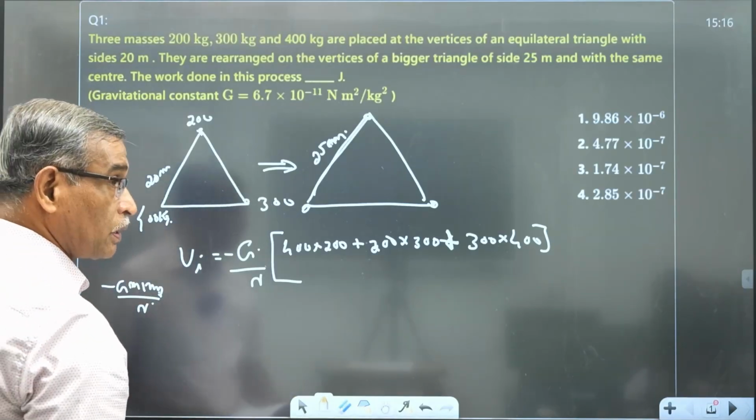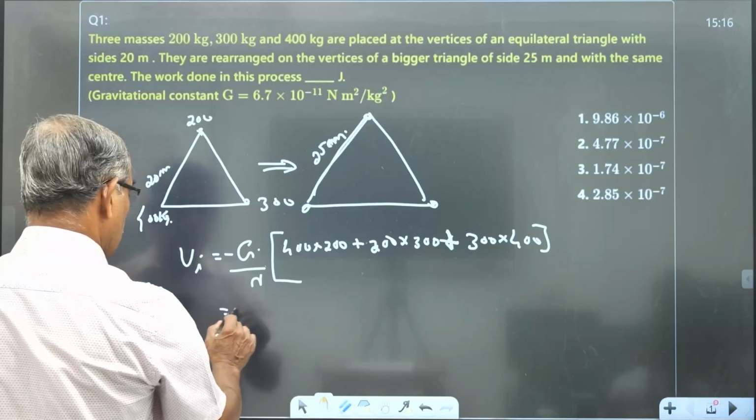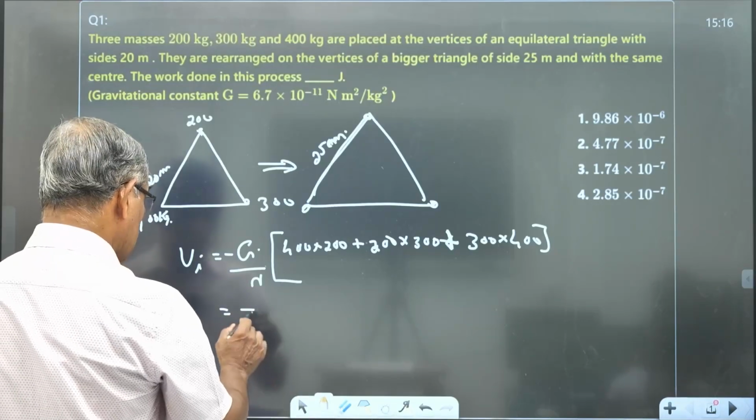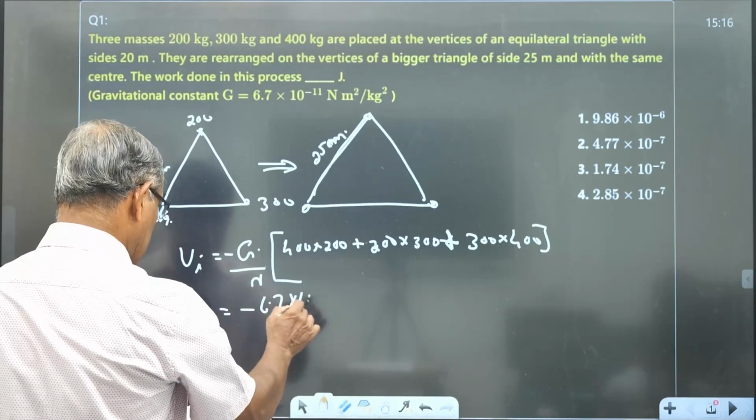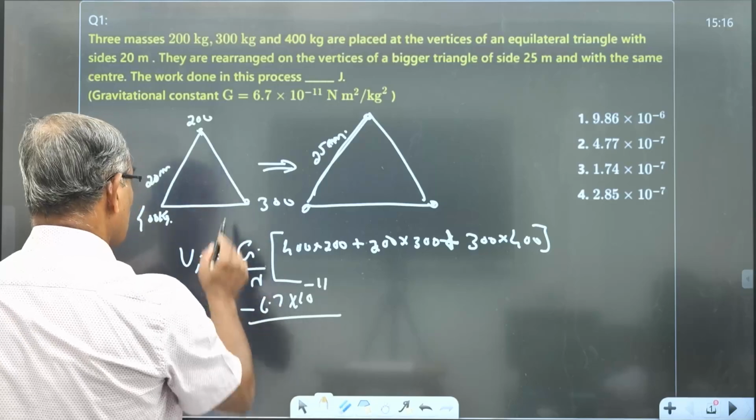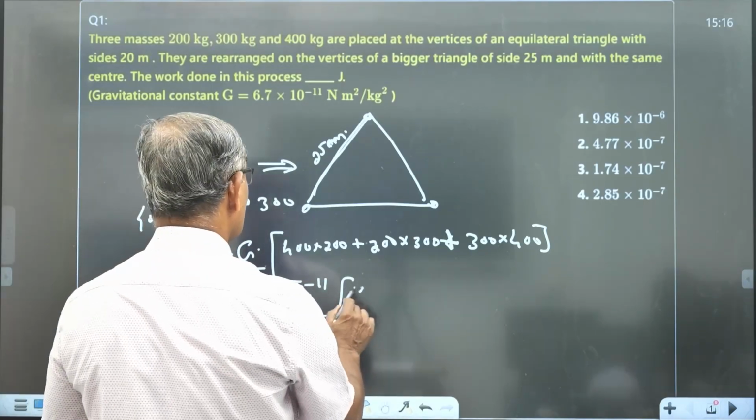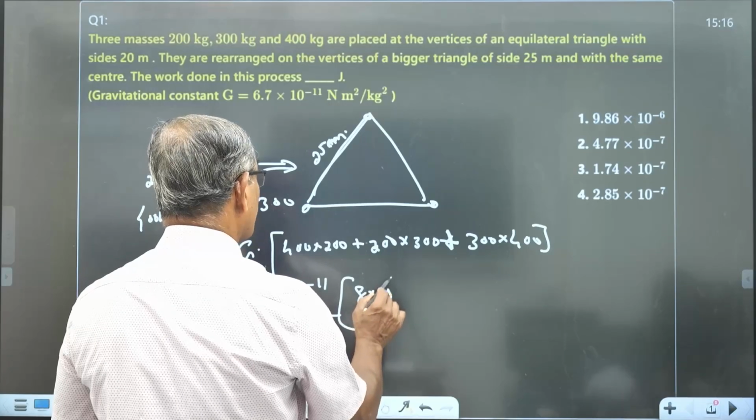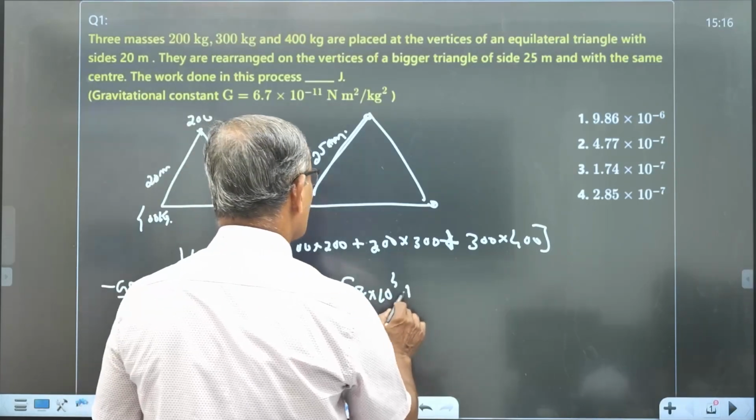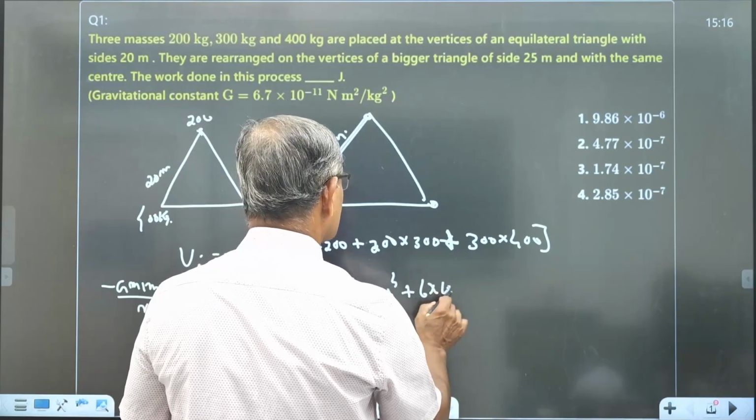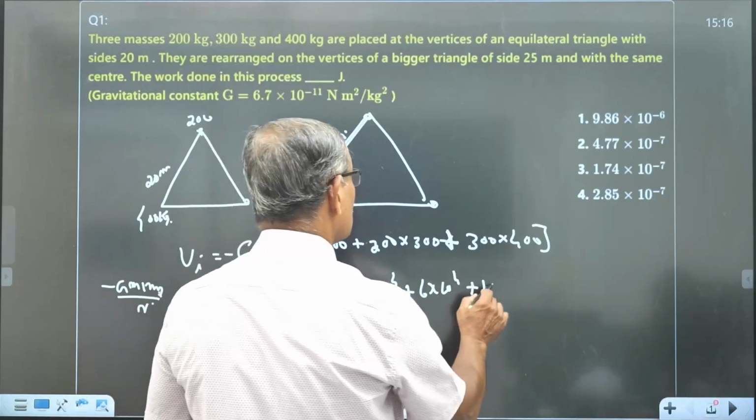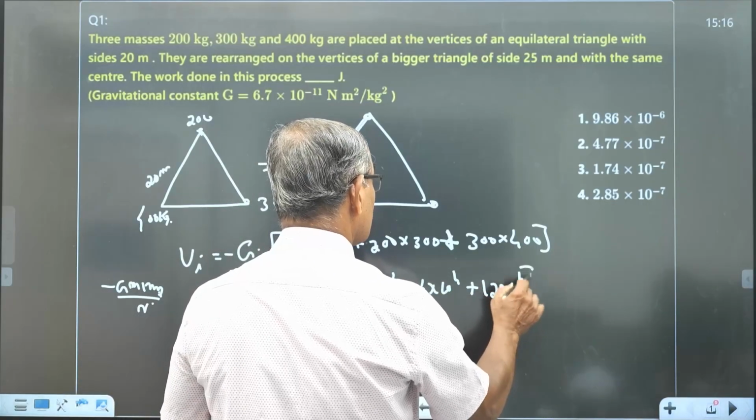Gravitational constant is given, r is given. Therefore, this is equal to minus gravitational constant 6.7 into 10 raised to minus 11, r is equal to 20, into this term: 8 into 10 raised to 4 plus 6 into 10 raised to 4 plus 12 into 10 raised to 4.